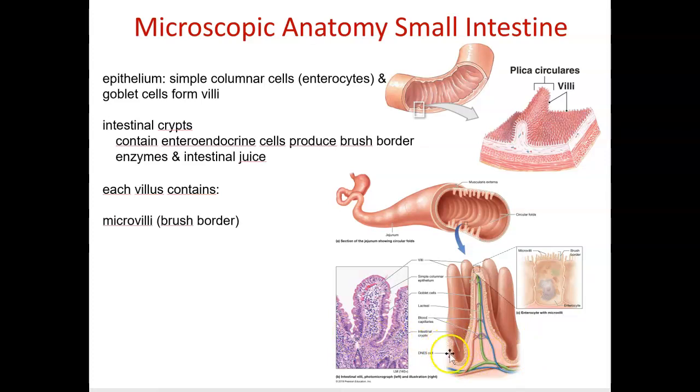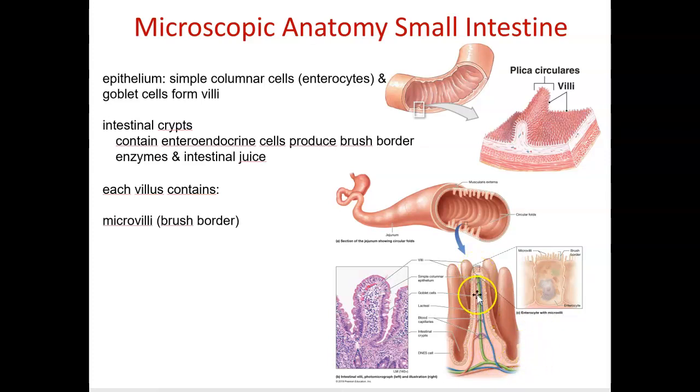So these are basically located between the villi, and they have a lot of those enteroendocrine cells, the DNES, or enteroendocrine cells that are going to make a lot of enzymes, and also what we call intestinal juice. And we'll talk about those components soon.